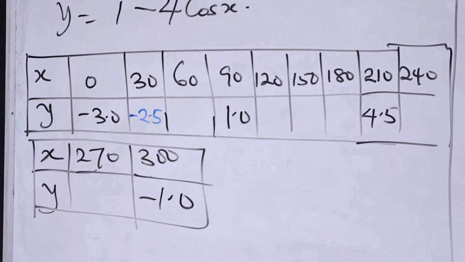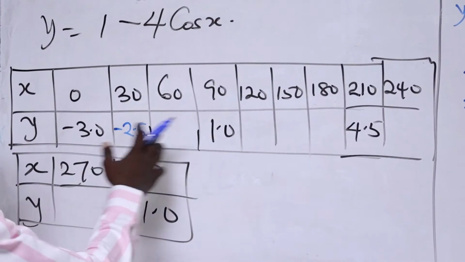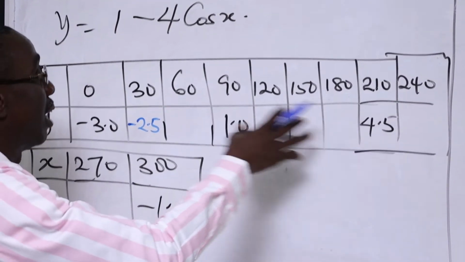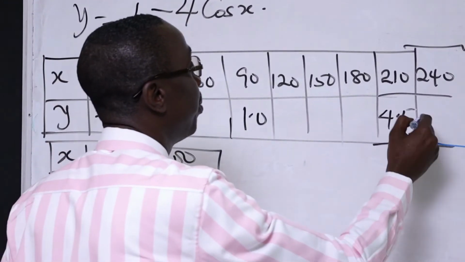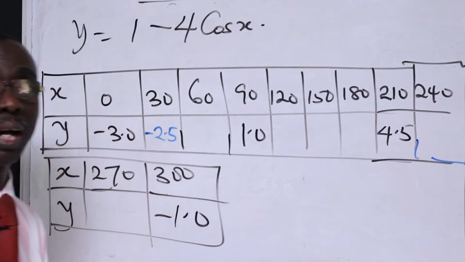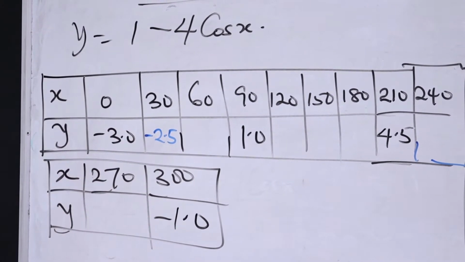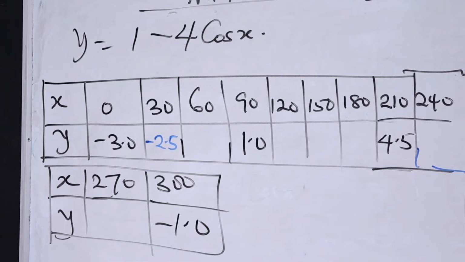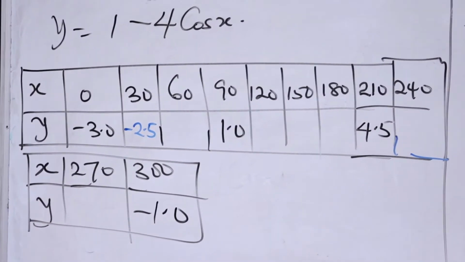Are we still together? Yes, what is informing us that it should be to 1 decimal place? The values that you have in the table before, they are given to you at 1 decimal place. So other values that you are bringing on board should be to 1 decimal place. Am I communicating? Yes, sir.